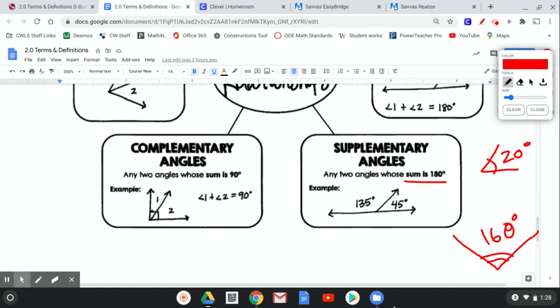And then the last one is complementary. Their sum is 90 degrees. So you're going to see the right angle, and then you're going to see that ray that splits them. And they're just going to add up to 90 degrees.